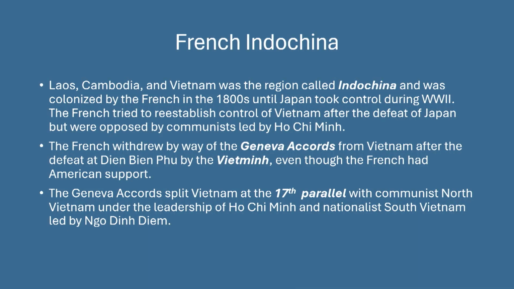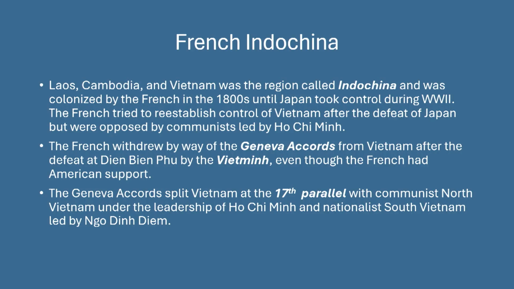All right, what we're going to start with, of course, is French Indochina. Now, we told you that before Vietnam was Vietnam, it was French Indochina. It was a colony for France. Well, the French, after some civil wars there, with their trying to resist and kick out the French control, finally give up and leave. Laos, Cambodia, and Vietnam were this region called Indochina and was colonized by the French in the 1800s until Japan took control during World War II.